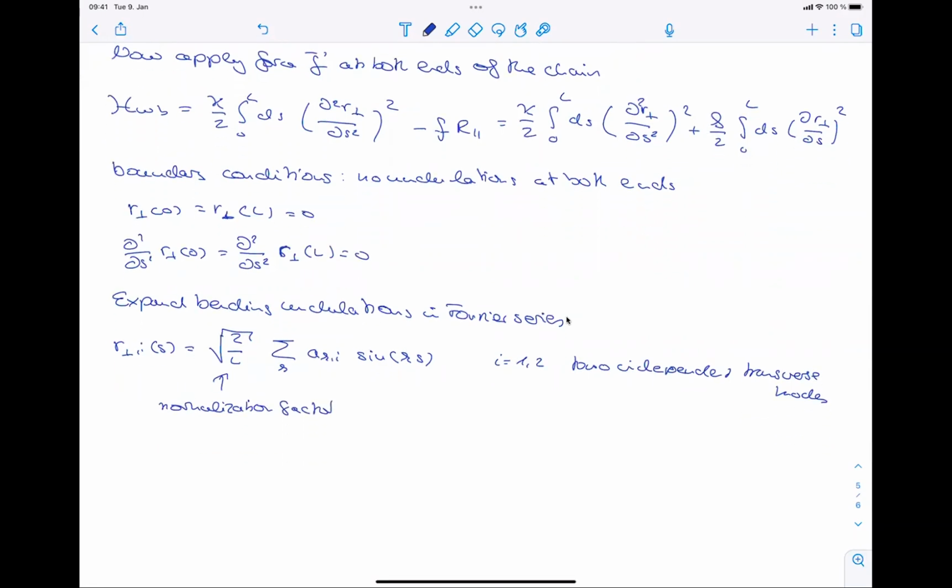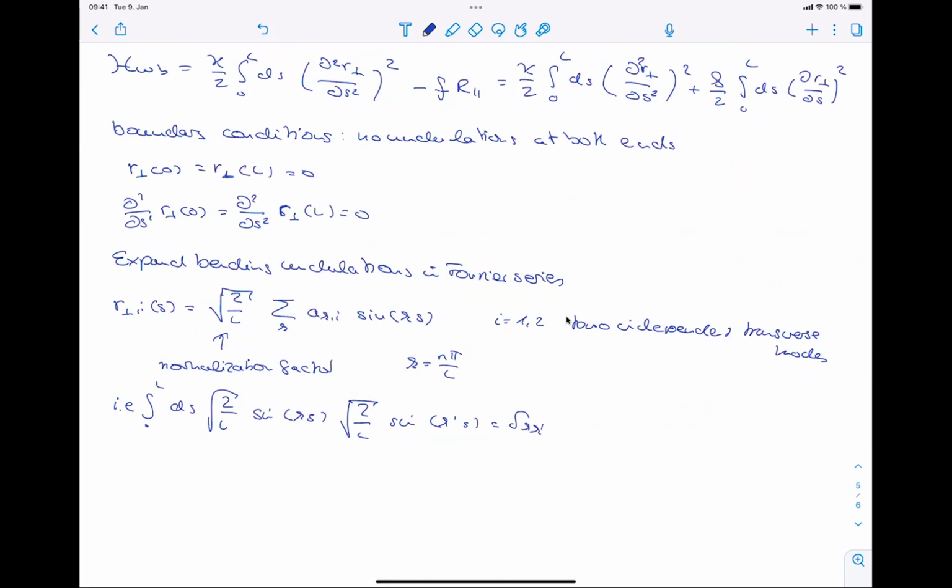And the case is chosen, sorry, to match the boundary conditions as n pi over L. And yeah, so the normalization factor comes from if I integrate 2 over L sine ks times 2 over L sine k prime s, this then gives me a delta function delta k k prime.